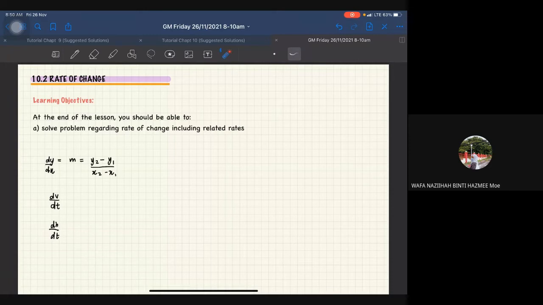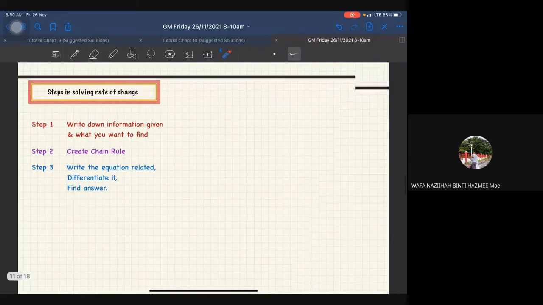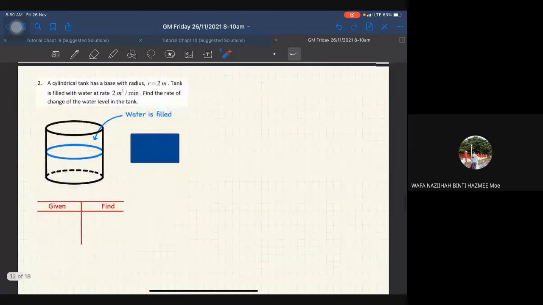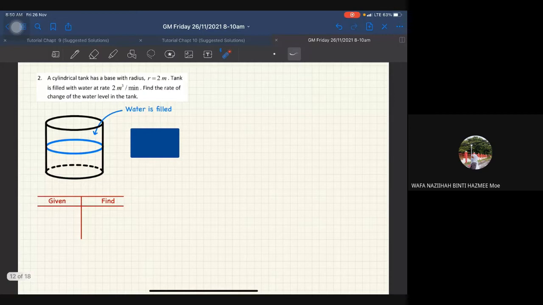Alright, so soalan cakap dekat sini. A cylindrical tank has a base with radius r equal to 2m. Okay, so kita punya radius sekarang adalah 2 meter. So, daripada sini sampai sana 2 meter. Radius equal to 2 meter. Okay, and then kita punya tangki ni sekarang, it is filled with water at rate 2 meter cube per minute. Okay, so this one, what is this one? dV dt. Betul, okay.